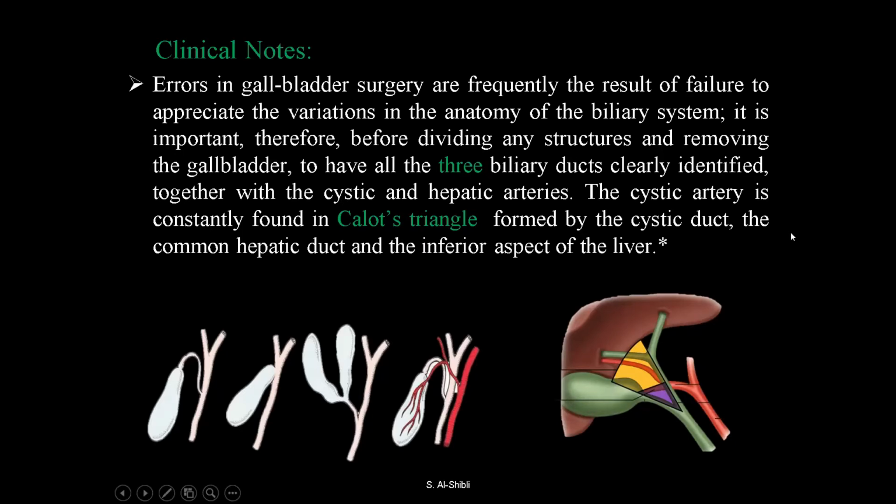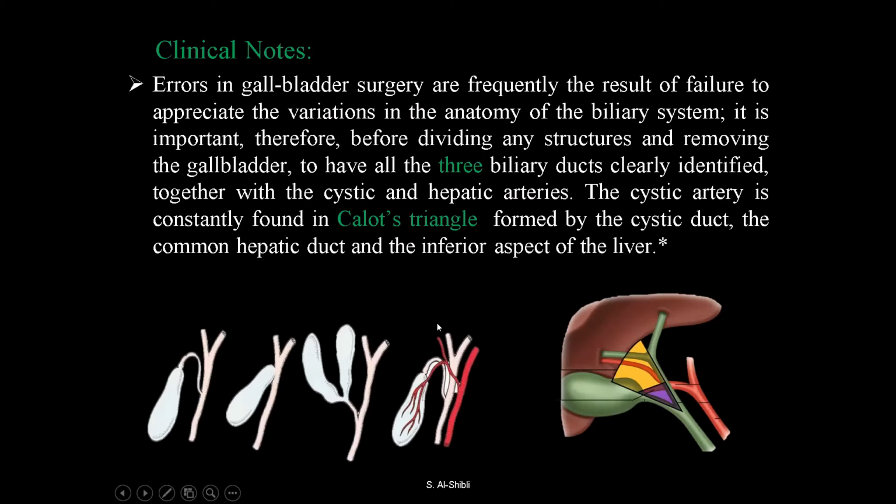Not only that, but you also need to localize the cystic and the hepatic arteries. Where can you find the cystic artery? It is in the Calot's triangle. This is Calot's triangle, formed by the cystic duct, the common hepatic duct, and the inferior edge of the liver. So don't forget the 3 biliary ducts, the cystic artery, and the hepatic artery.